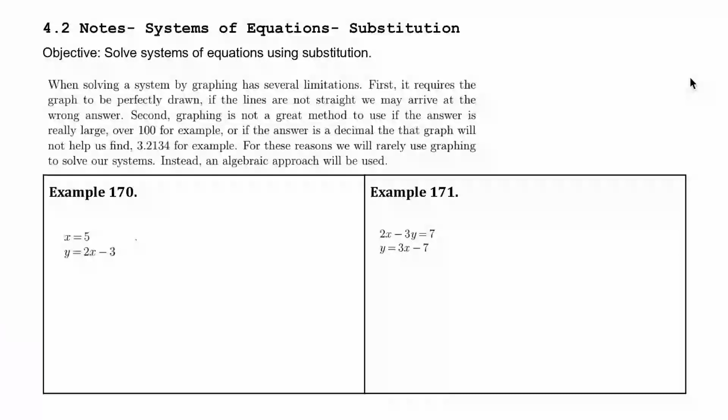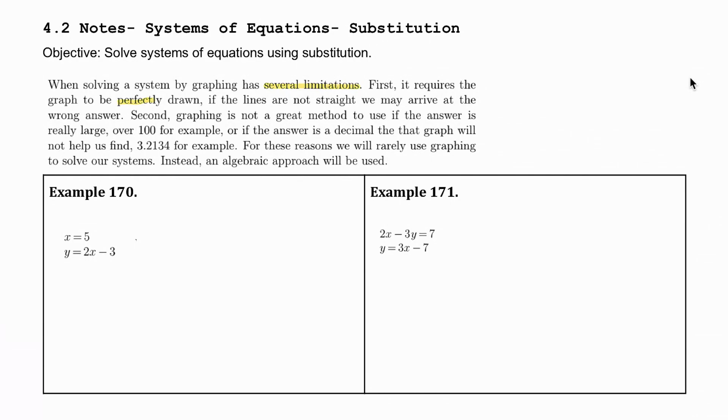Sometimes when we're solving systems of equations, graphing is not going to be our best method. Graphing has several limitations. First, we have to graph it perfectly. If we mess up, we're not going to be able to see our intersection well. And secondly, sometimes our answers are going to be really large.